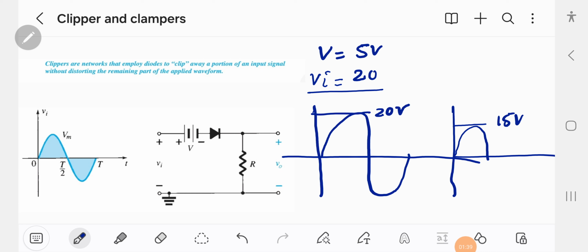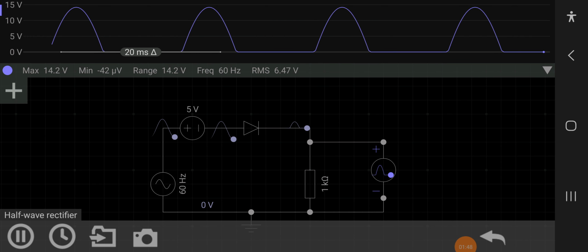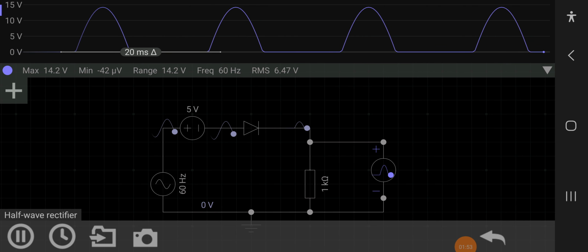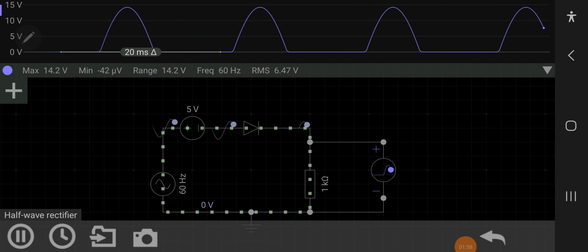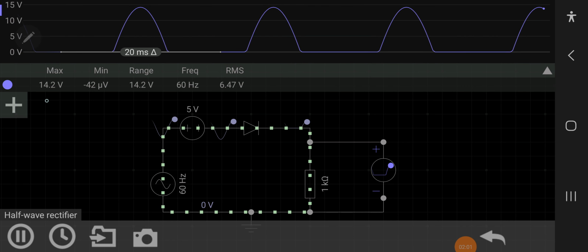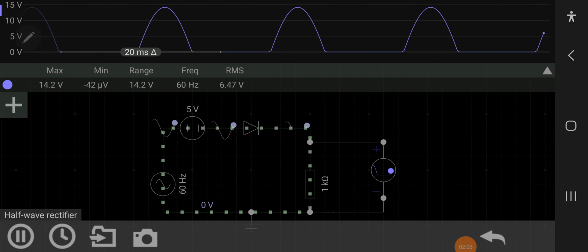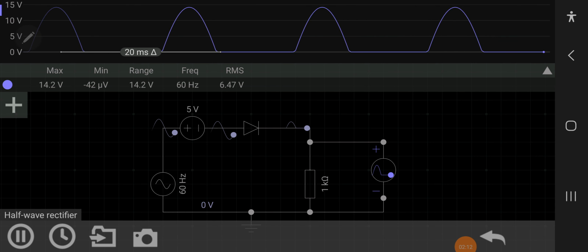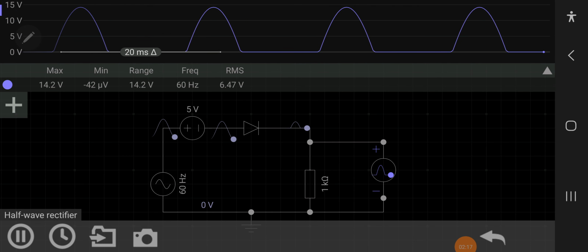Now let's see the simulation of a clipper. We put this network in the simulation software. So 5 volt is added here, and 5 volt is clipped from this network. We discussed the ideal case in the lecture, and this is a realistic case. So we got a value of 14.2 volt. So this is the simulation.